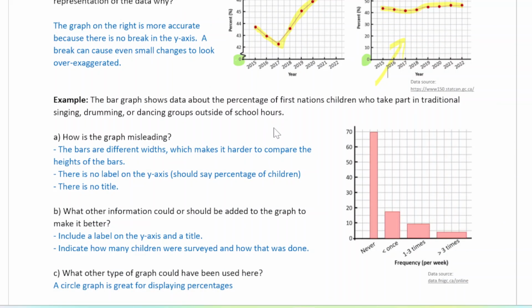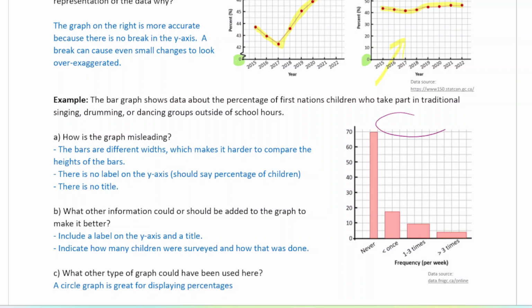Okay, and then the last example here is with a bar graph. The bar graph is looking at the percentage of First Nations children who take part in traditional singing, drumming, or dancing groups outside of school hours. The bar graph is misleading because it's hard to compare these bars when they're all different widths. When you make a bar graph, you need to make them the same width.